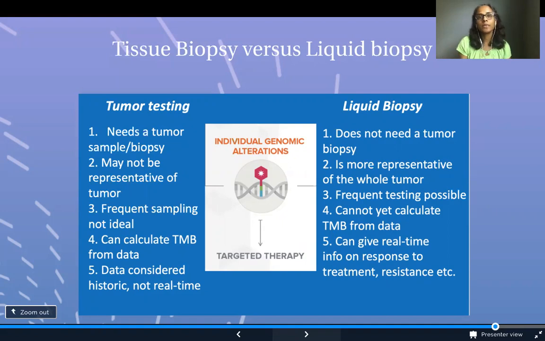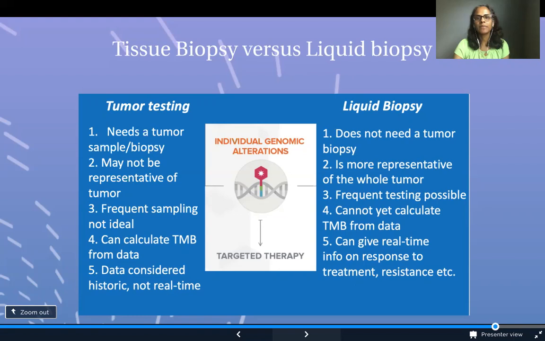And then frequent sampling is not possible with tumor testing because the mets may be in places which are not easily accessible, and you can't go every month to do a biopsy. Using tumor testing, you can calculate TMB, and the data that you get from tumor testing is considered historic, not real time. Because if, for example, it is a surgically resected tissue, then that tissue is no longer in your body. So it's giving you historic information.